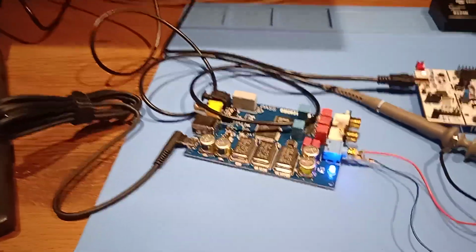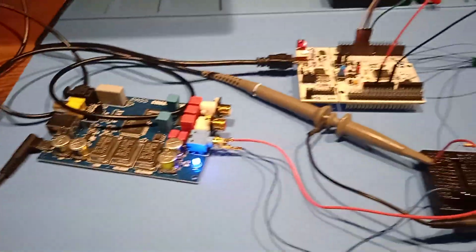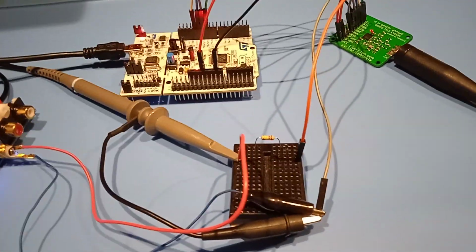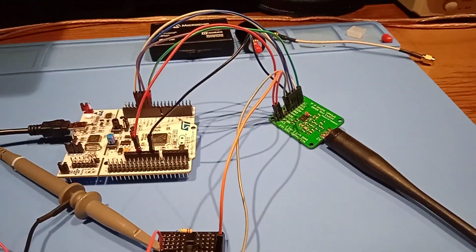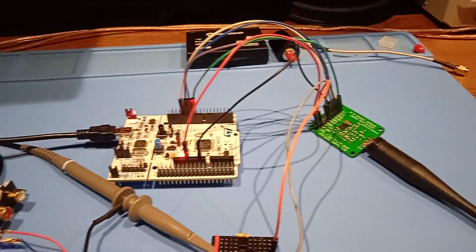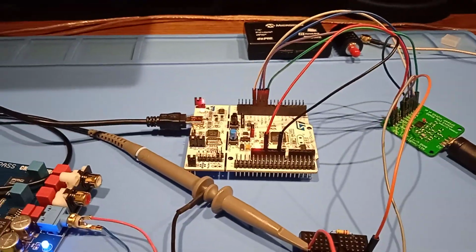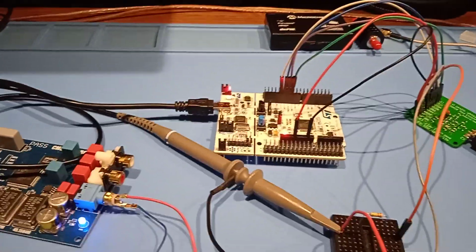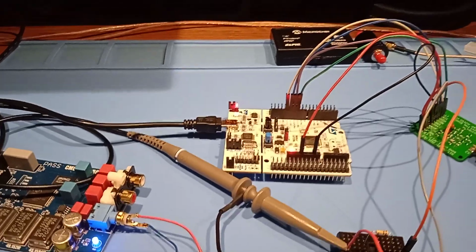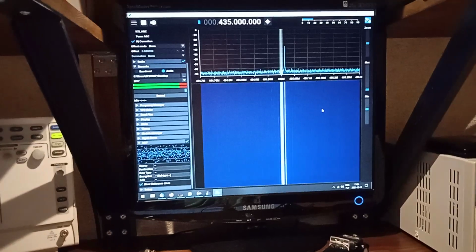And there's the SDR for the receiver part. Okay, so this is generating baseband using this sound card. And the baseband goes through a resistor to my AX5043 board. And the board is controlled by Nucleo F303. So that's it. And I'm using SDR++ for the decoding.